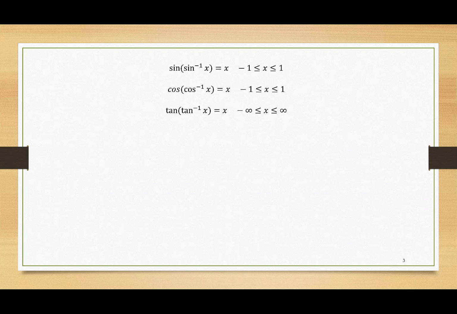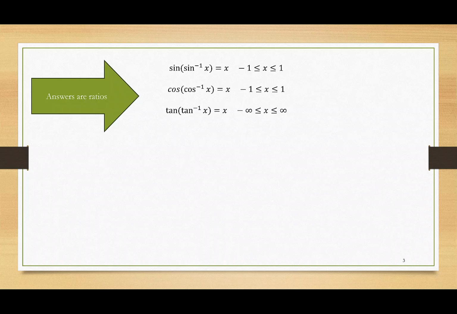Cosine of cosine inverse of x is also equal to x, and x is again greater than or equal to -1 and less than or equal to 1. Tan of tan inverse of x is equal to x, but this time x is from -infinity to infinity, so notice there is a difference between sine, cosine, and tangent.